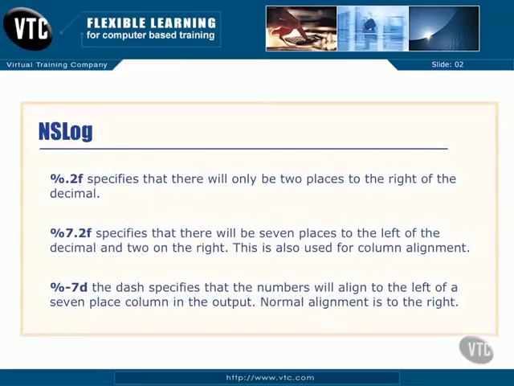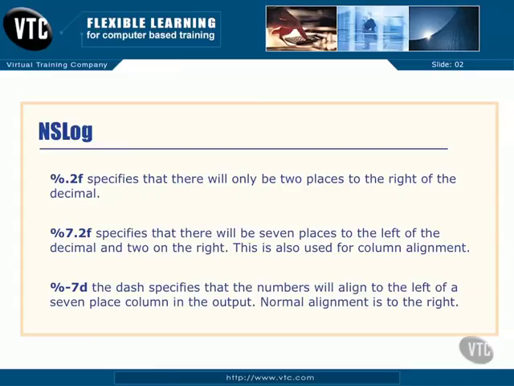Here are some more examples. The first one is the one we just saw on the previous slide. It just specifies that there will be 2 places to the right of the decimal. The second example, we have a 7 to the left of the period, a 2 to the right of the period, and then an f for a float value. This specifies that there will be 7 places to the left of the decimal and 2 on the right. This is most commonly used for column alignment.